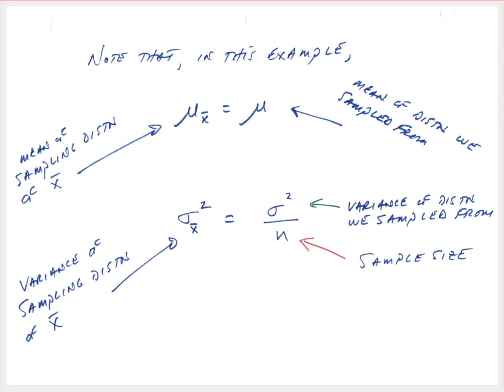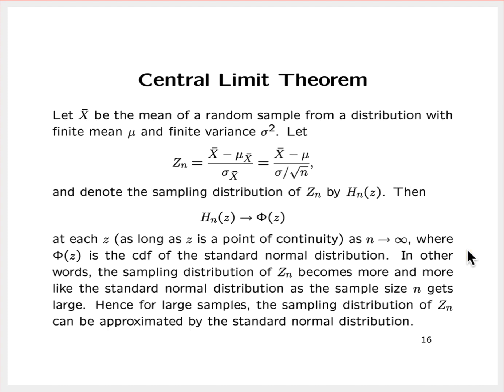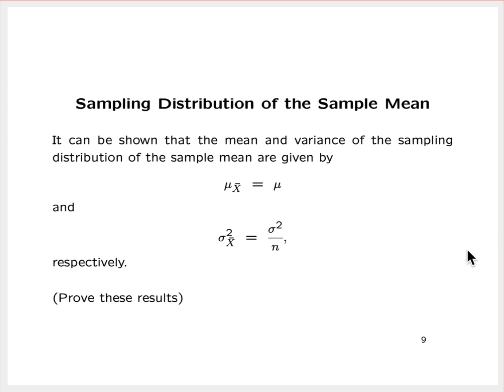So this demonstrates, it doesn't prove, but it demonstrates the fact of what we said way back on slide 9, that when we're selecting a random sample from a population with mean mu and variance sigma squared, it will always be the case, not just in special cases, that the mean of the sampling distribution of X bar is equal to the mean of the population we're sampling from, and the variance of the sampling distribution of the sample mean will always be equal to the variance of the population we're sampling from divided by the sample size.